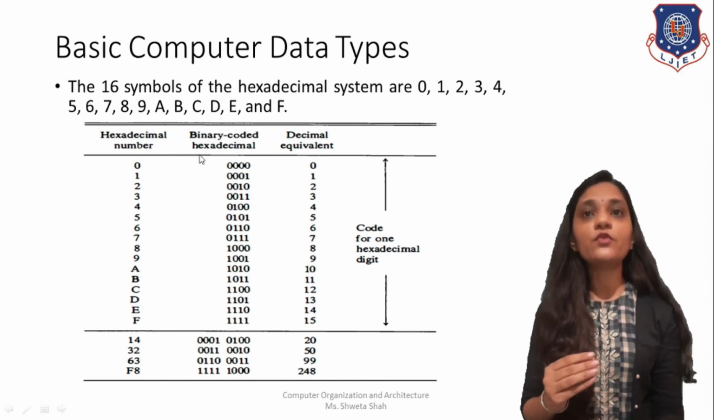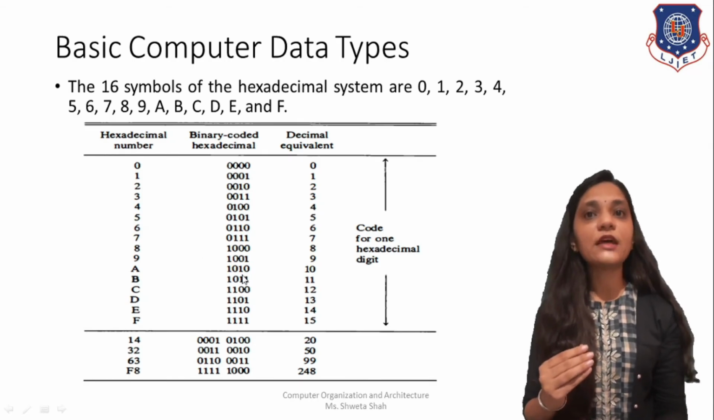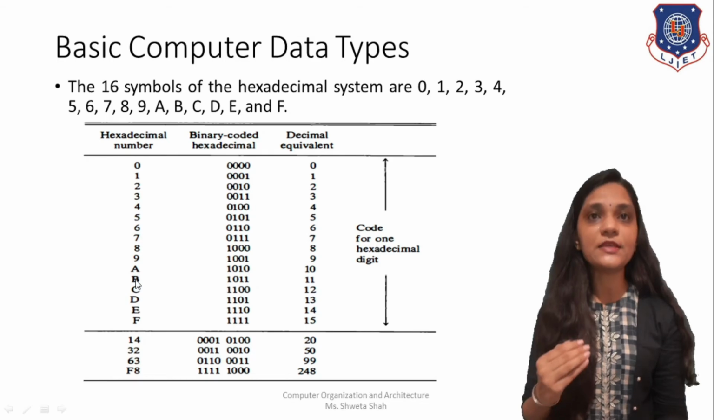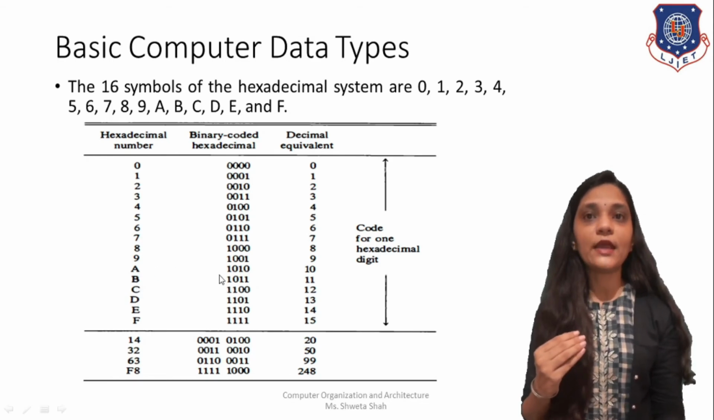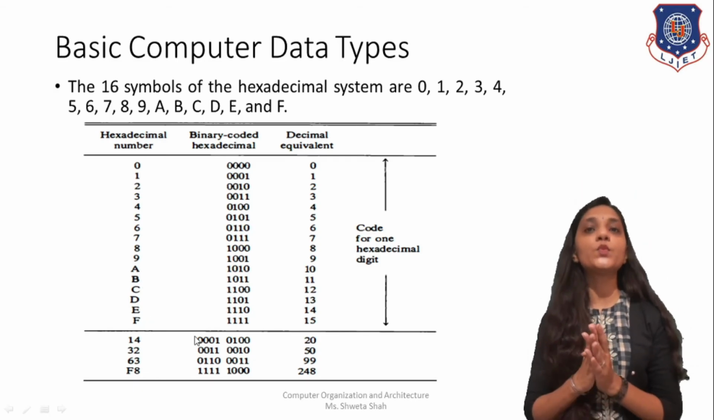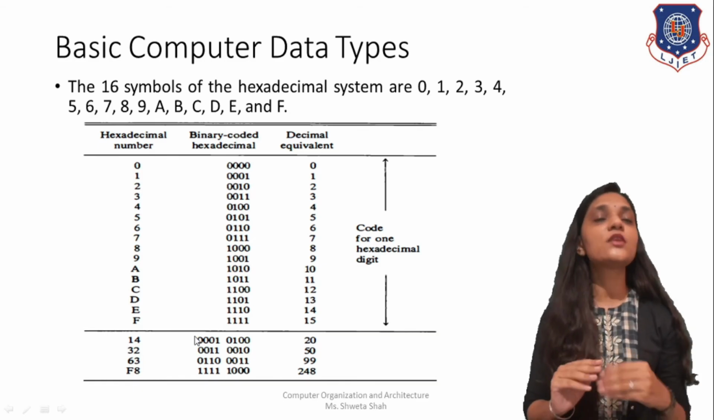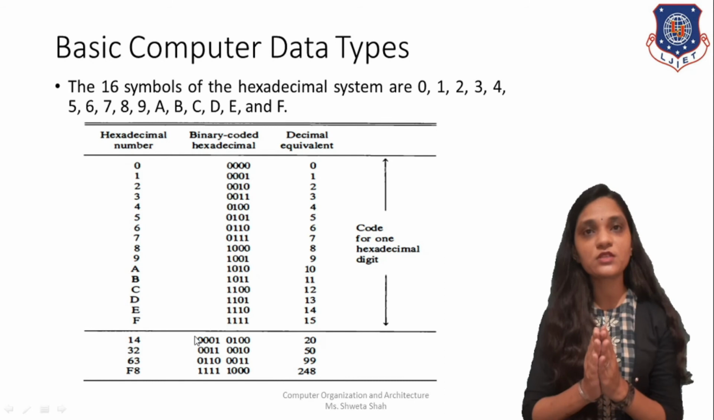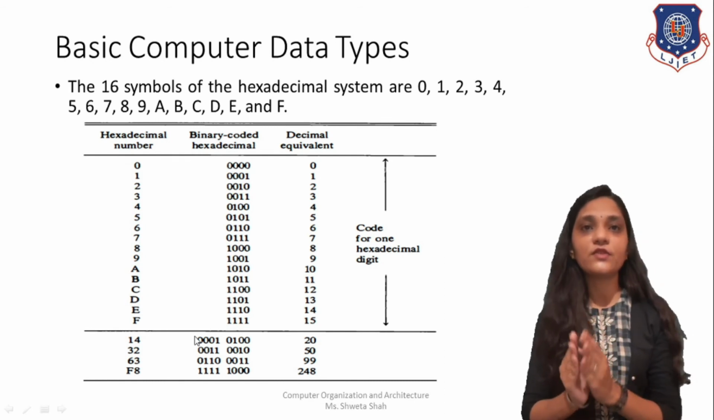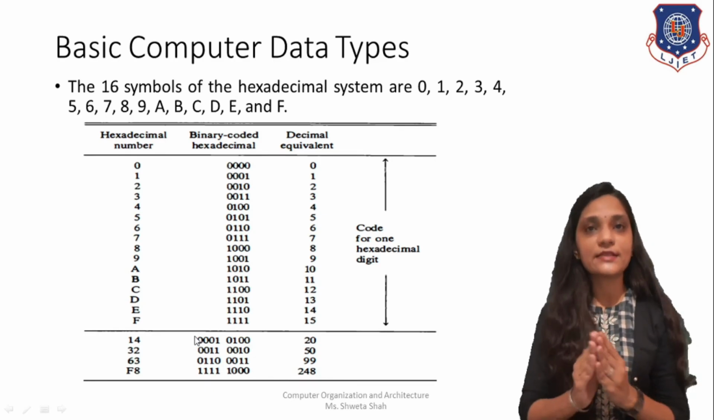So for 0 we have 0000, for 1 we have 0001, and for 2 we have 0010, and so on up to 9. After that we use the symbols A, B, C. Okay, so for A we have 1010 and so on, and for F we have 1111. So all patterns can be formed by using the 4-bit representation, and we have assigned them to each and every hexadecimal symbol. By this way you can use the hexadecimal number system.